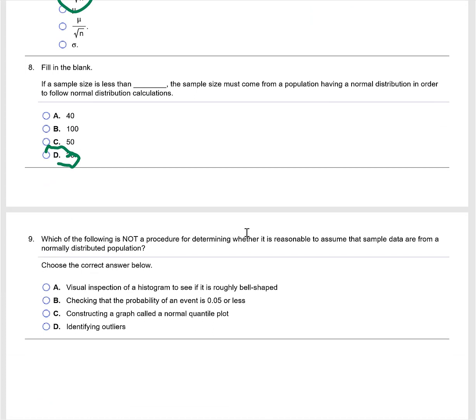Which of the following is not a procedure for determining whether it's reasonable to assume that the sample data are from a normally distributed population? And of all those, we have a histogram we can look at. We can look at the normal quantile plot. We can identify outliers. But choice B is not something that we'd say, checking that the probability of an event is 0.05 or less.